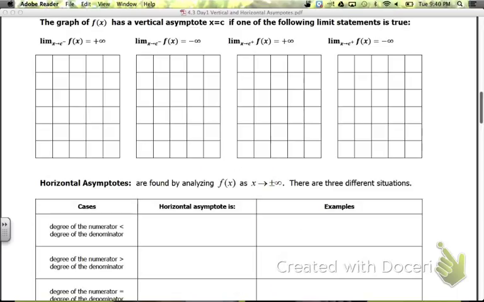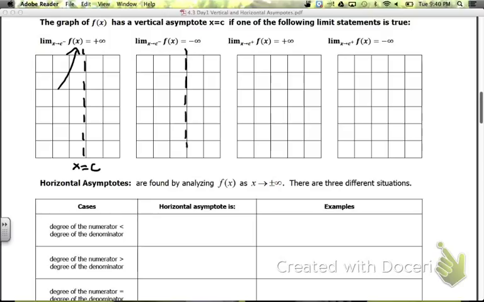So the graph of f(x) has a vertical asymptote x = c if one of the following limit statements is true. If the limit as x approaches c from the negative side of f(x) is equal to positive infinity, then we have our asymptote at x = c. So we'd have something looking like this. Then we know that the limit is true there and that the graph of f(x) does have a vertical asymptote.